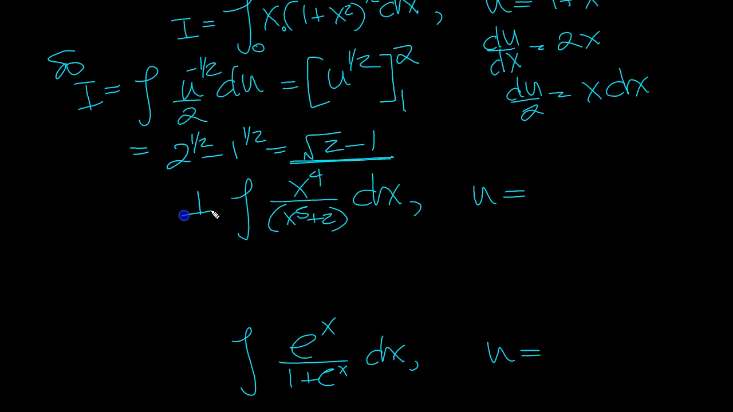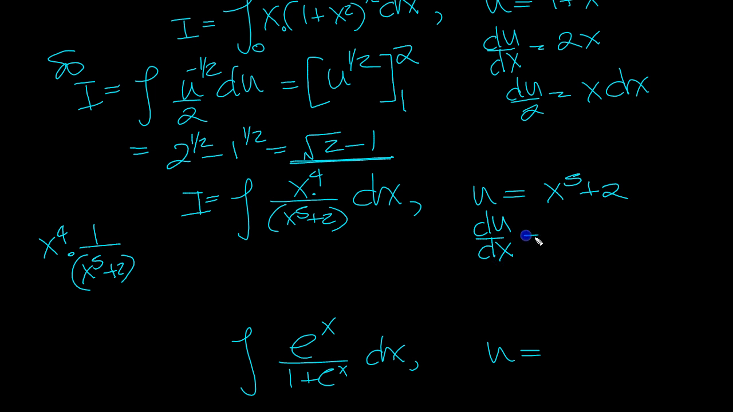Next one then. See this something? It's 1 over something, and it differentiates to 5 lots of this. So you think of it as a product in terms of this. That's how you think of it in your mind's eye. So that is a product, and this is 1 over something. So x to the 5 plus 2 then, try this substitution: du dx is 5x to the 4. So du over 5 is equal to x to the 4 dx. So we can put it in.